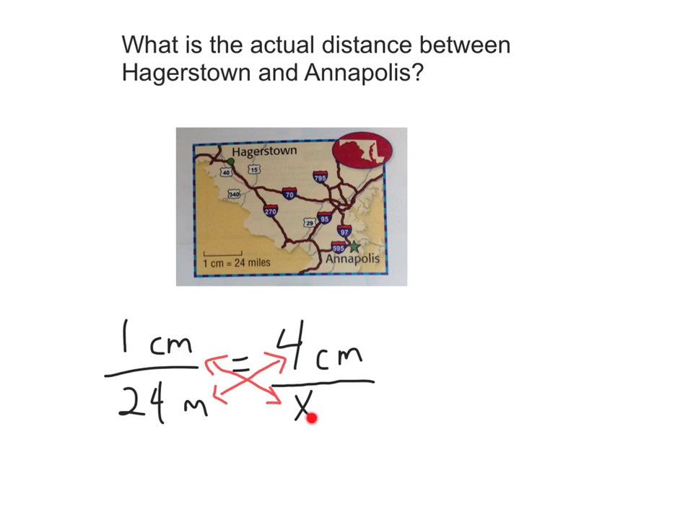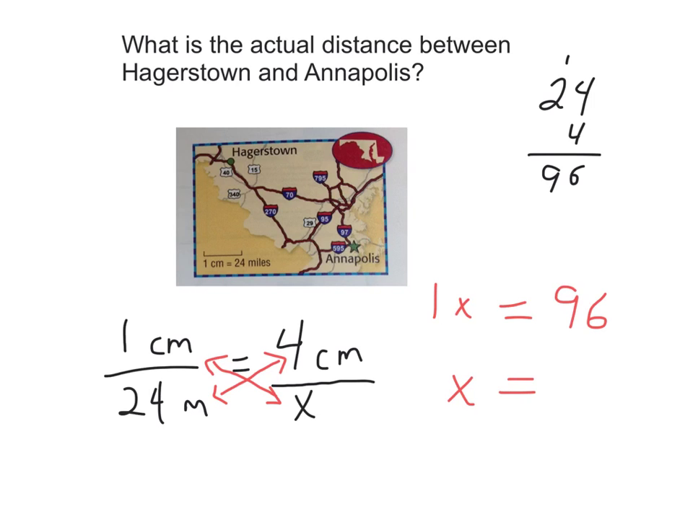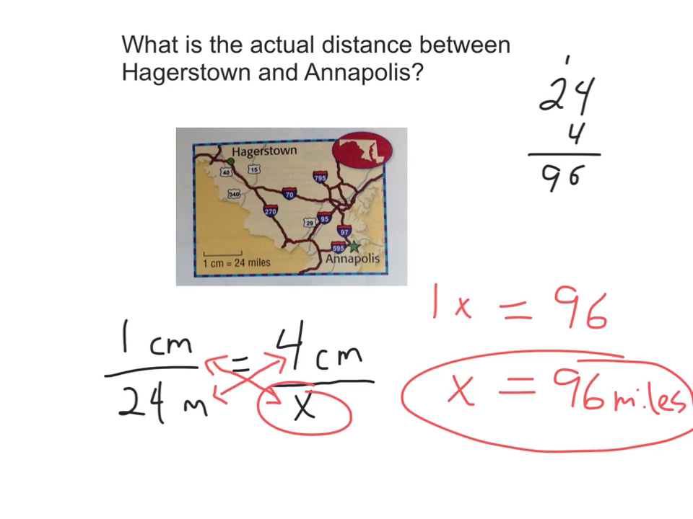So when I multiply these, 1 times x gives me 1x, and then 4 times 24, I did up here, and that equals 96. Now remember, to make them proportional, we want these to be equal. So we want 1x equals 96. Now remember, 1x is just the same as x. So x equals 96, and the label on there, because this was the miles, would be miles. So on the map it was 4 centimeters. In actuality, it was 96 miles.